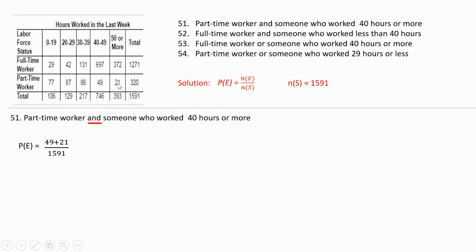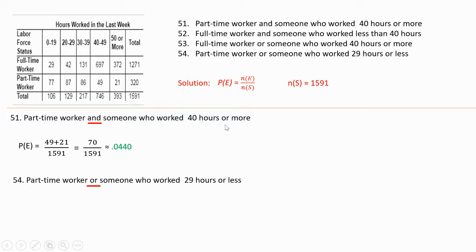So it's going to be 49 plus 21 because we're getting these from the part-time worker. And the "and" means who worked 40 hours or more, so it's going to be these two here. So it's going to be 70 over 1591, approximately 0.0440. Number 52 is done in the same manner. Now let me do, because these two are the ands, number 53 or number 54.